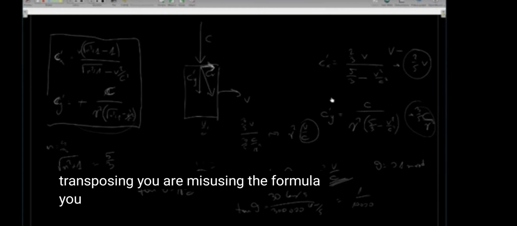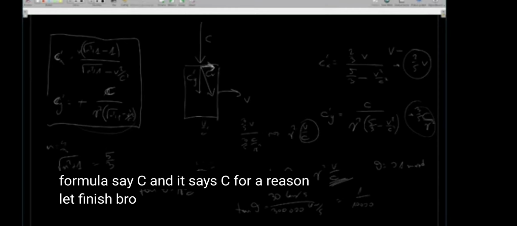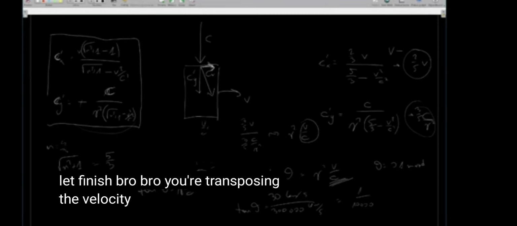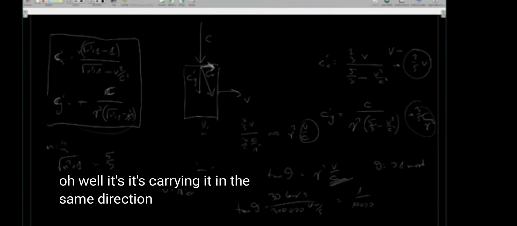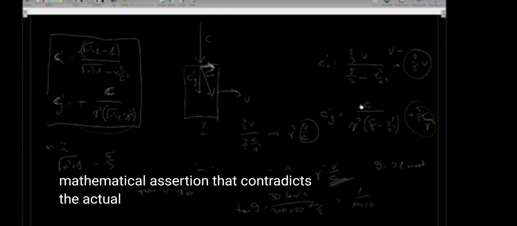You are misusing the formula. You are inputting 0.75c instead of c. The formula says c, and it says c for a reason. Let him finish, bro. You're transposing the velocity and saying that it's carrying it in the same direction too, therefore there's not going to be a change.